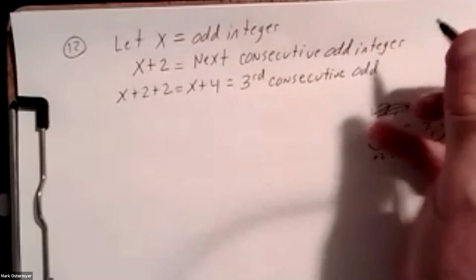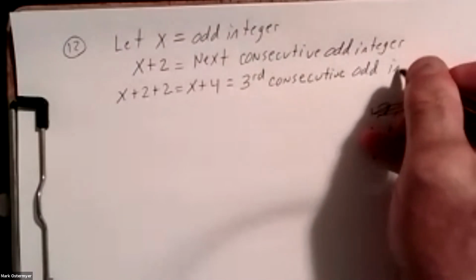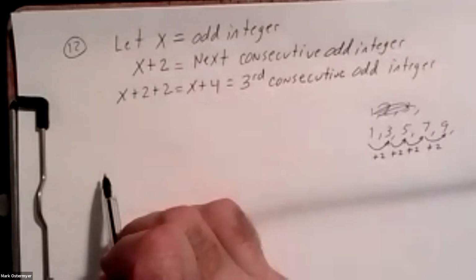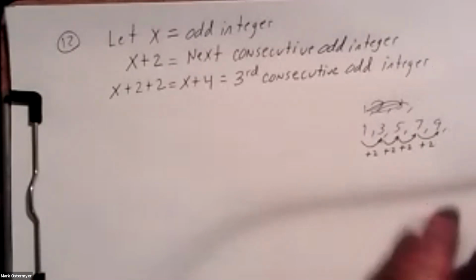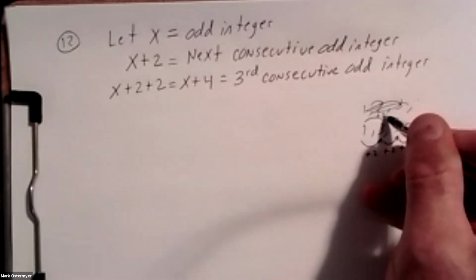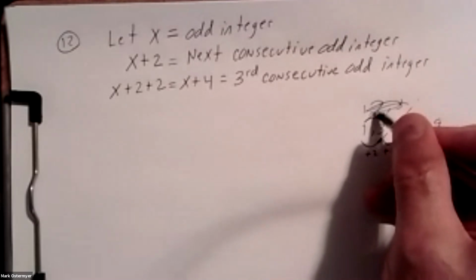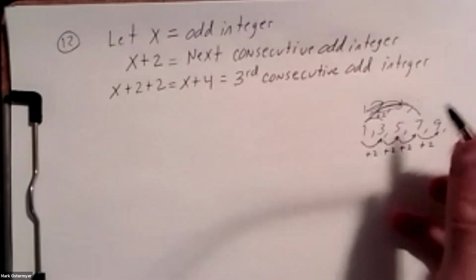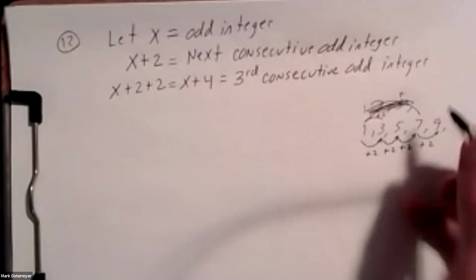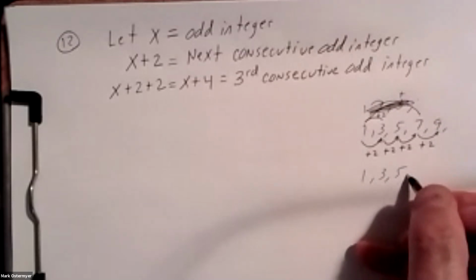This is an expression that represents the third consecutive odd integer: x plus 4. It kind of makes sense in a way. Think about it. If you want to go from 1 to 3, you've got to add 2 to it, right? But if you want to go from 1 to 7, you've got to add what? 4. Wait a minute, I said that wrong.